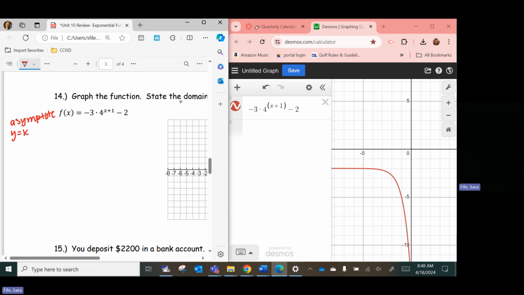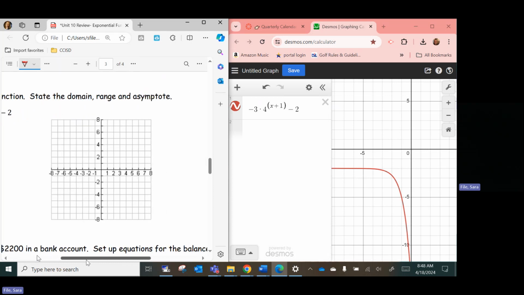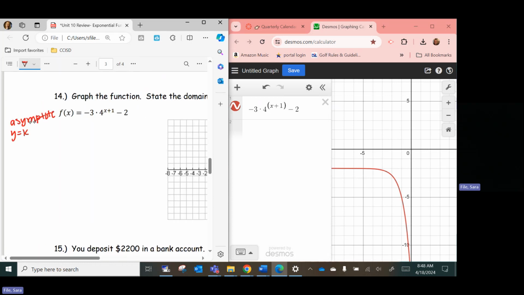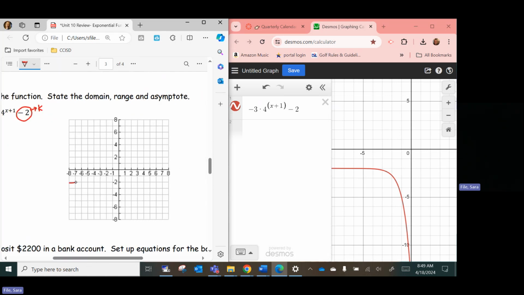So they ask you to state the domain and range and give the asymptote, I believe. Yeah. So your asymptote is at y equals k. So remember, k is what's being added or subtracted on the outside. That's your k. So y equals -2. That's your asymptote. And we can see that here in Desmos, and we can go ahead and add that here on the graph.